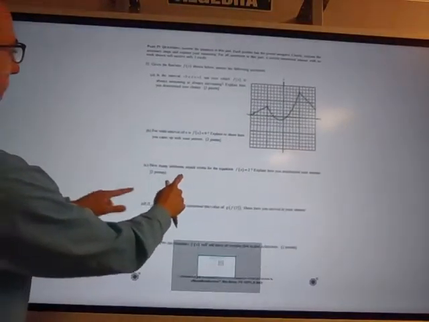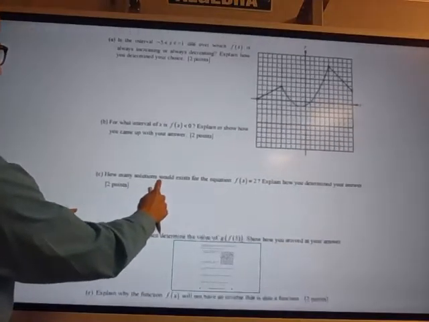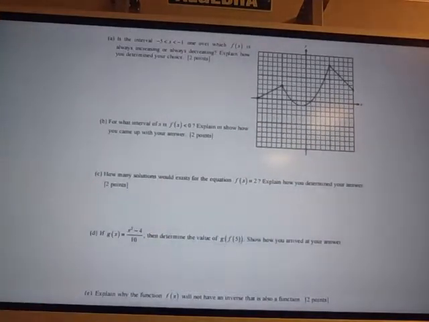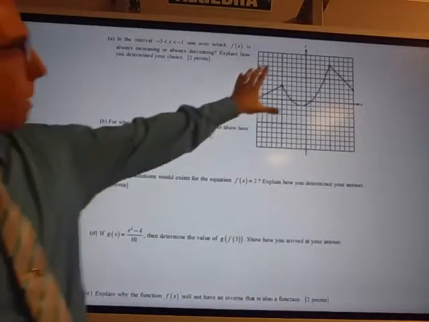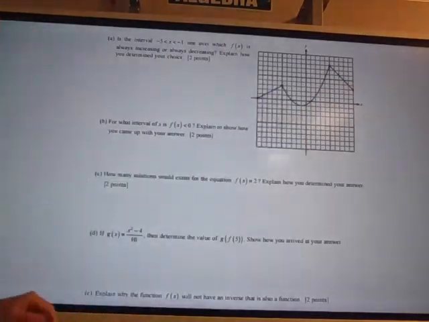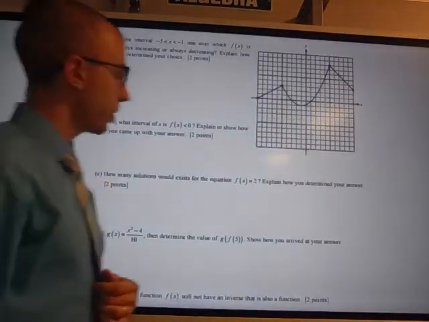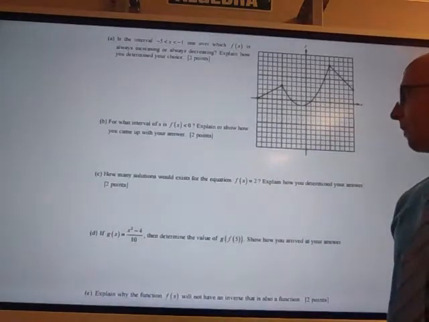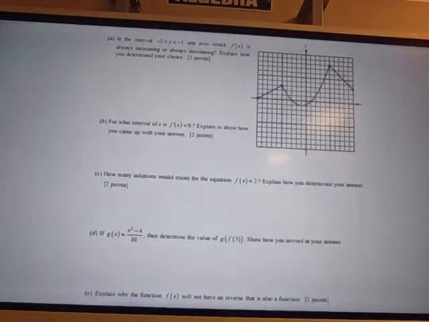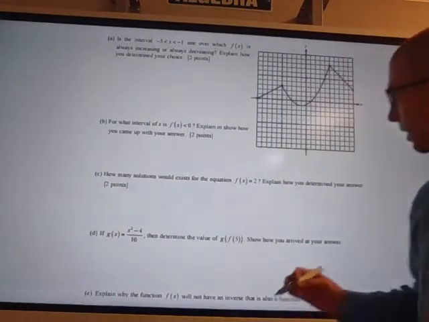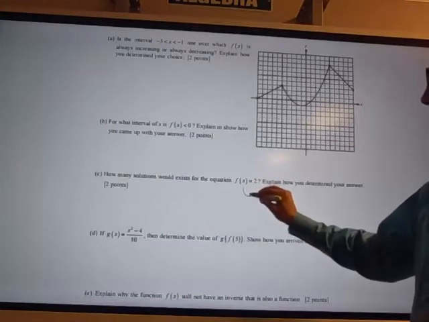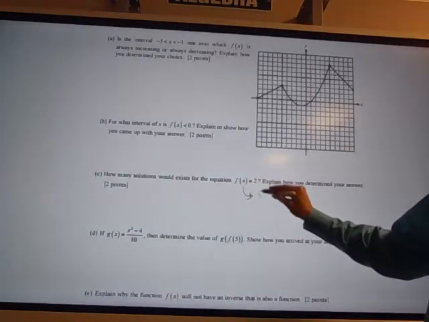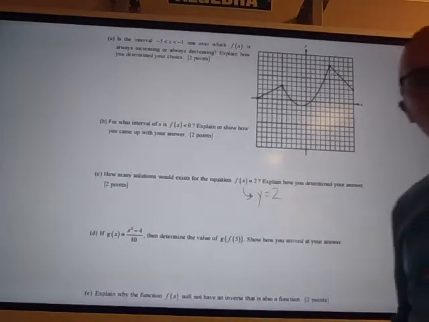Last one here on the back, I asked everybody to do 15C through E. And that's all based on this graph up here. So C, how many solutions would exist for the equation f of x equals 2? Explain how you determined your answer. Remember with this one, it's important to remember that f of x equals 2 is the same as y equals 2.